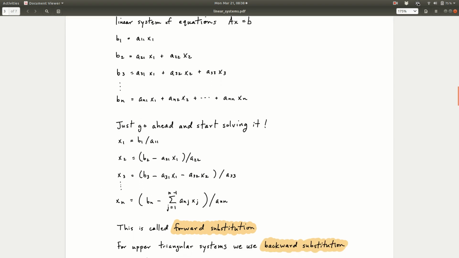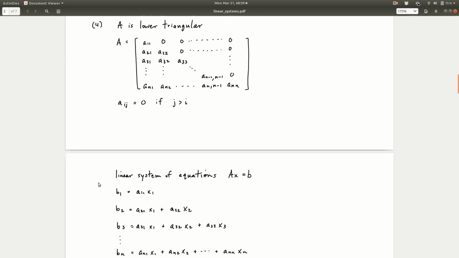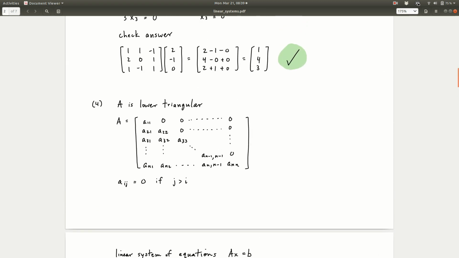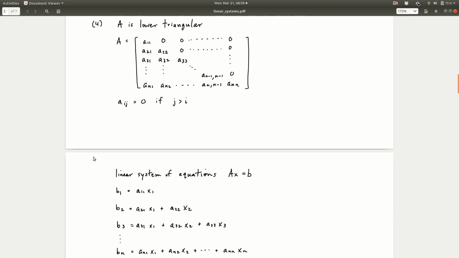Now, for upper triangular systems, you can kind of guess what would happen. The last equation would be like ANN times XN equals BN. So the last equation, you can figure out what XN is, and then you could start working backwards. So as an exercise, go ahead and write out an expression for an upper triangular matrix. I think I have it later in the notes.